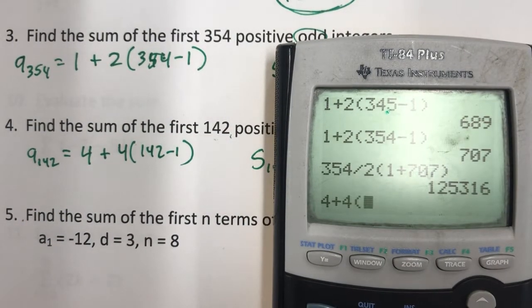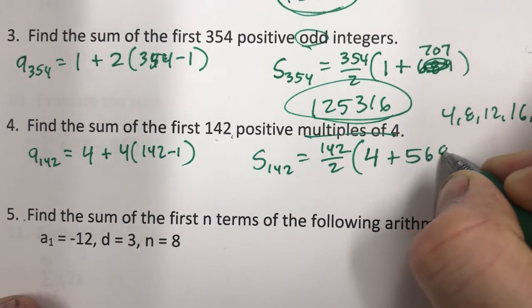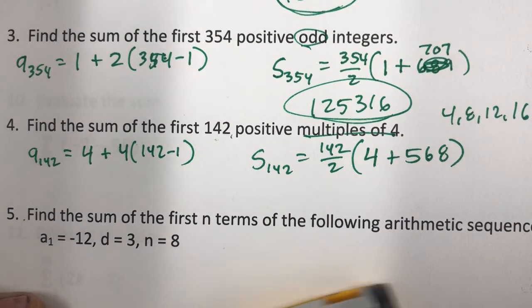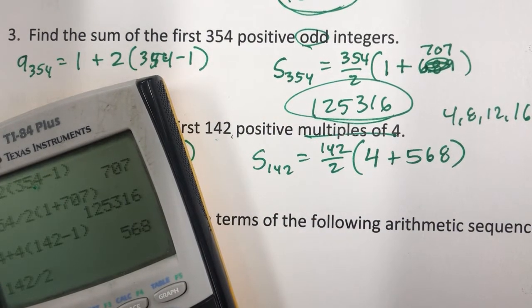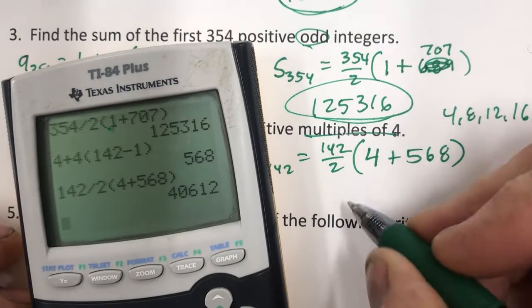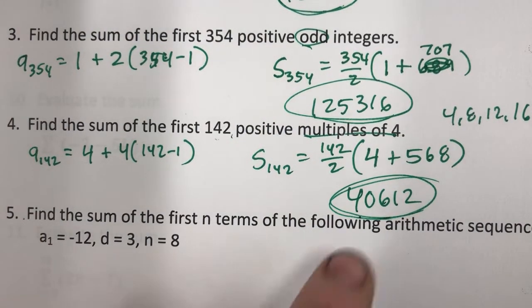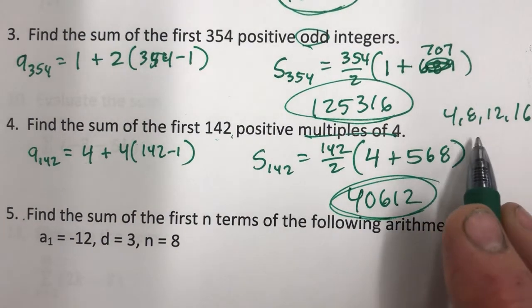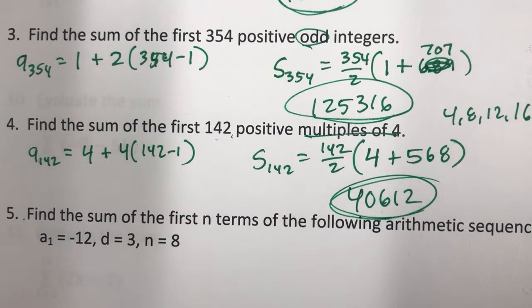4 plus 4 times 142 minus 1, and that's 568. So this last number is 568. And now I can just type this in. 142 divided by 2 times 4 plus 568. And that comes out to 40612. There's my answer. So that's what all these numbers add up to: 4, 8, 12, 16, 20, all the way to the 142nd multiple. They'll all add up to this. Okay.